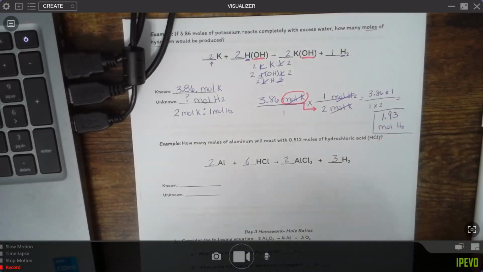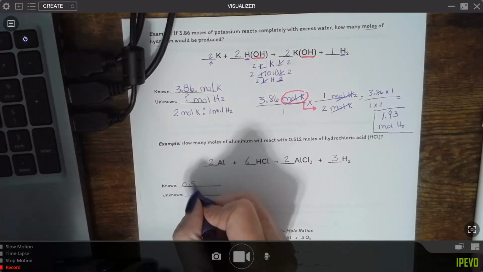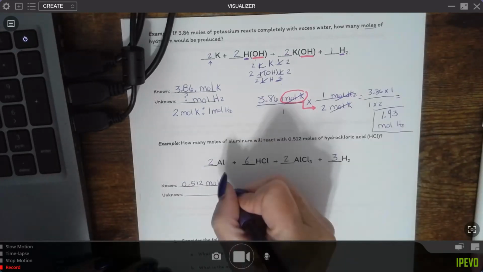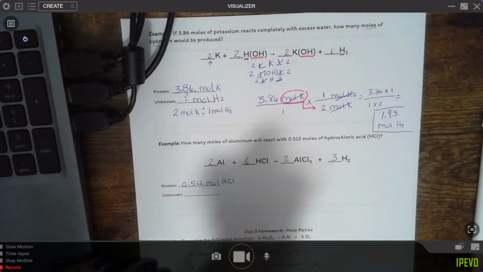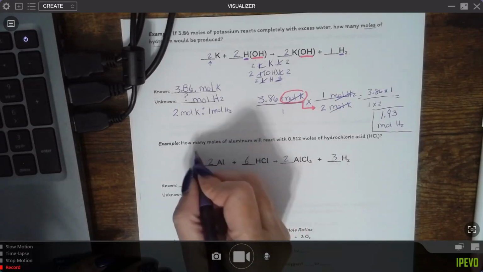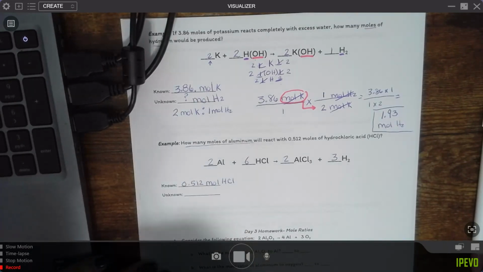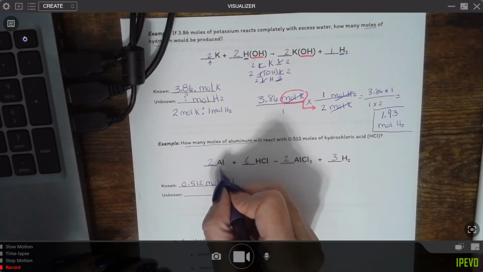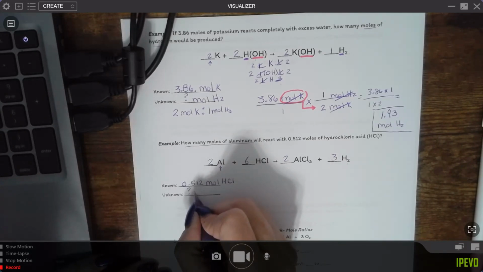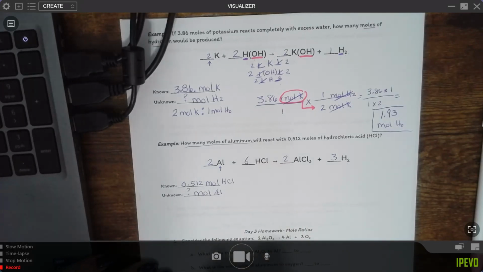All right, so what do we know? We know that we have 0.512 moles of hydrochloric acid, and it tells us hydrochloric acid is HCl. All right, and then we're looking for how many moles of aluminum. All right, so you have to look in your equation when you're talking about moles of aluminum. So we want to put our ratio, our mole ratio, okay?